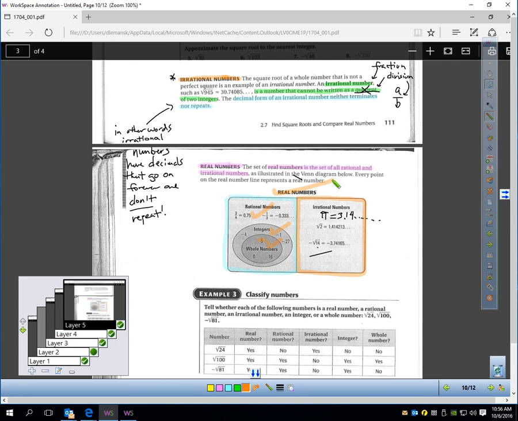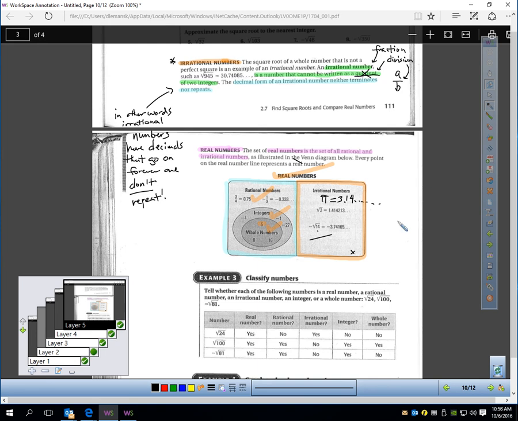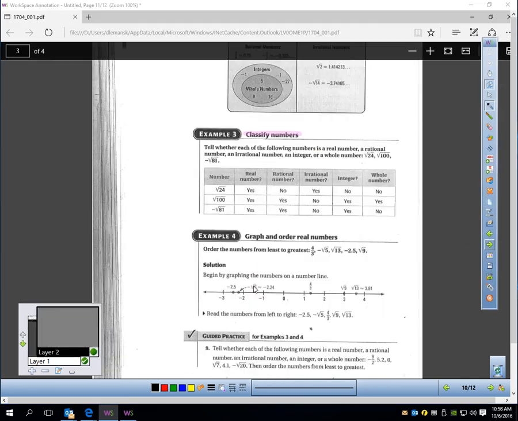5 is also real, but it's not irrational. I'll put a little X here. It's not an irrational number because 5 does not have a decimal that goes on forever and no pattern. And 5 can be written as a fraction. Okay? They are going to have you classify numbers in the bookwork.